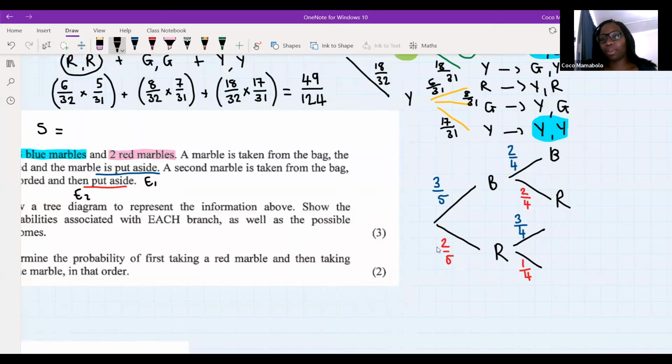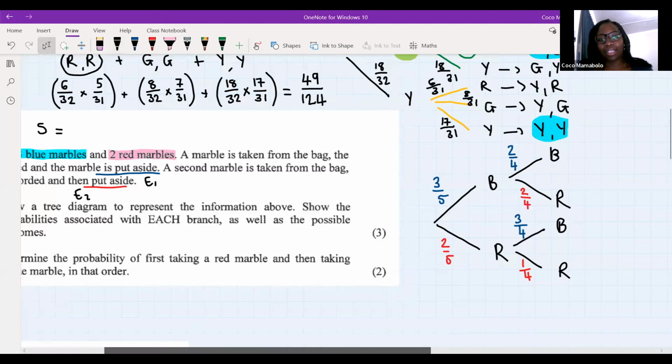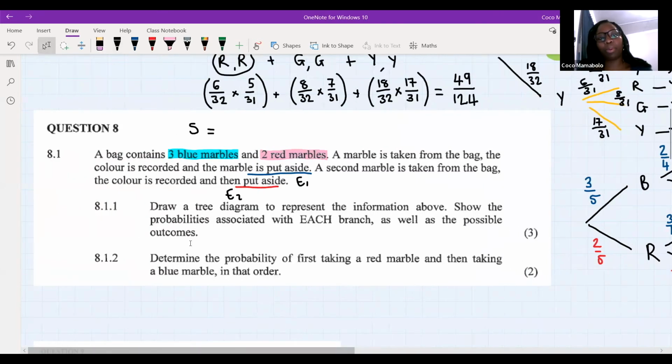Let me just finish up here. This would be blue over here and red. Then it says, determine the probability of first taking a red marble and then taking a blue marble in that order. And that's a very important phrase, in that order. So we cannot just go and look for where we have a red and a blue marble. We have to look for it in that specific order. So first a red, then a blue.